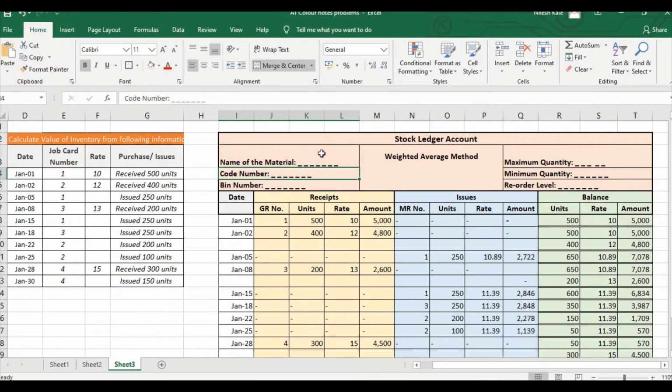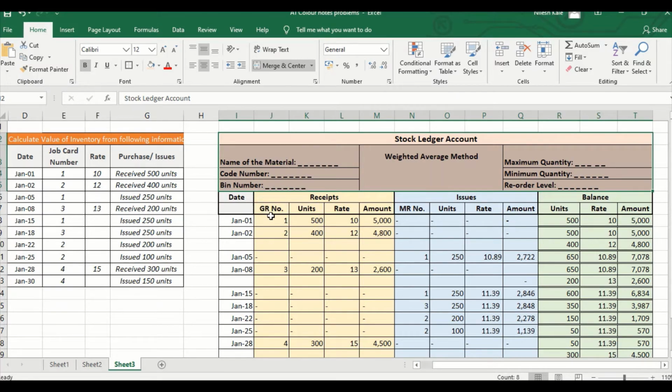Now every time when you prepare a stock ledger account, this information is a must. Stock ledger account, weighted average method, which method you are using, and then these three and these three. In total, six pieces of information you have to show before you start making the columns. And while making columns, please remember you are making these four important columns called date, receipts, issues, and balance.